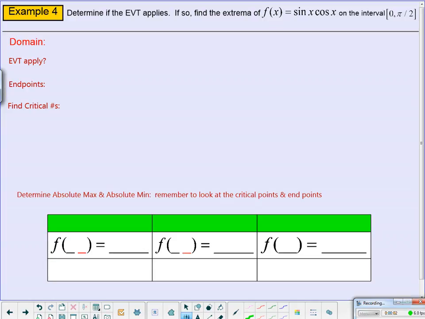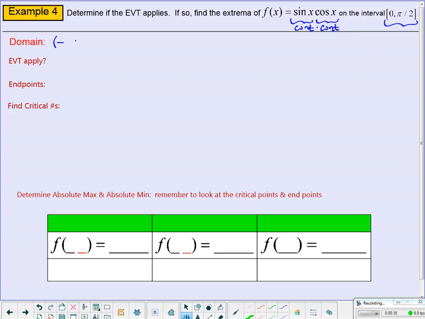Okay, continuing on for section 3.1, talking about extreme values, and we have a couple examples to go. So, example number 4 is where I left off, and what is our function? Sine x cosine x, and we're looking at the interval from 0 to pi over 2. Well, individually, each of these functions is continuous. So if I take a continuous function times a continuous function, I'll get a continuous function.